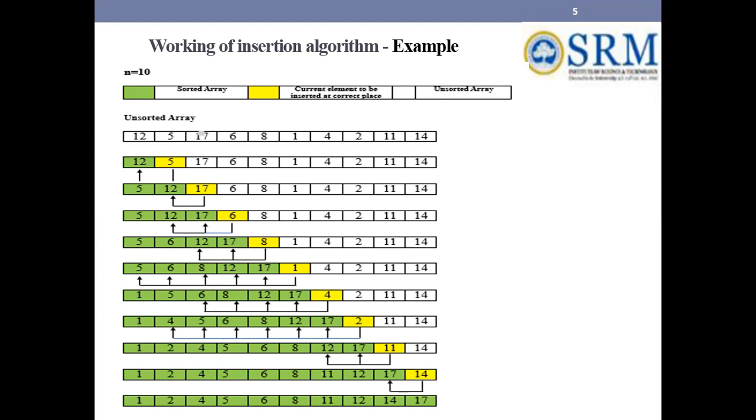So 2, the yellow colored one, is the first element in the unsorted array. That should be compared with its predecessor 17. 17 is greater than 2. Move 17 to the next location. Again, 12 is greater than 2. 8 is greater than 2.